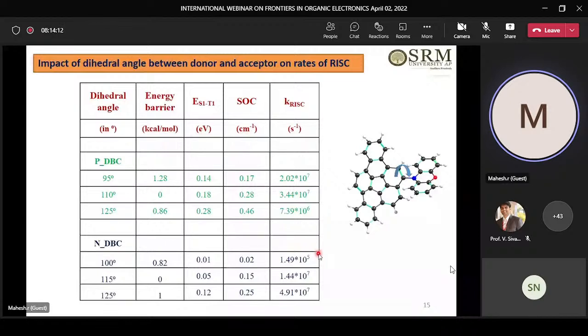So while designing the molecules, not only the energy levels of the molecules, we also try to design the molecule which has more rigid structure, so that we can avoid the structural disorders in the molecules, and also we can avoid losing the rates of reverse intersystem crossing.